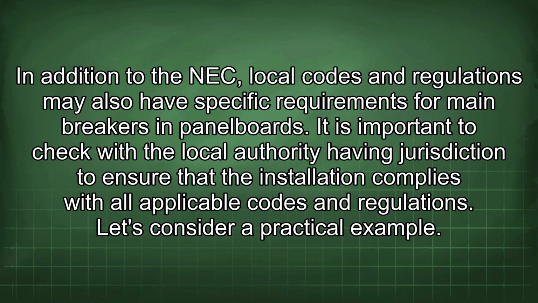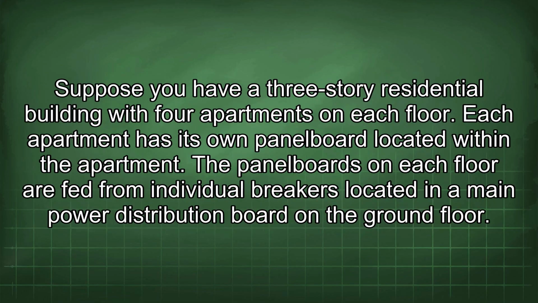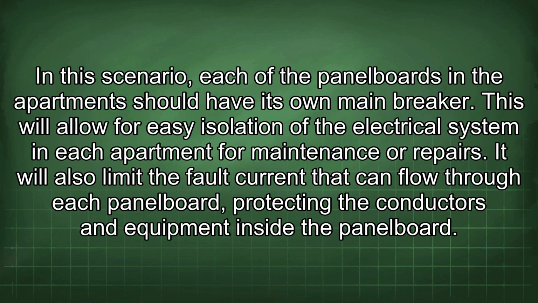Let's consider a practical example. Suppose you have a 3-story residential building with 4 apartments on each floor. Each apartment has its own panel board located within the apartment. The panel boards on each floor are fed from individual breakers located in a main power distribution board on the ground floor. In this scenario, each of the panel boards in the apartment should have its own main breaker.